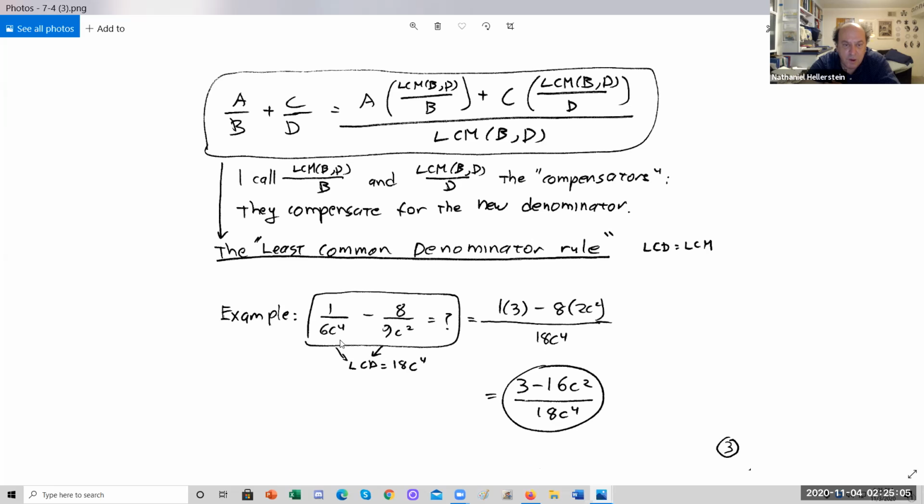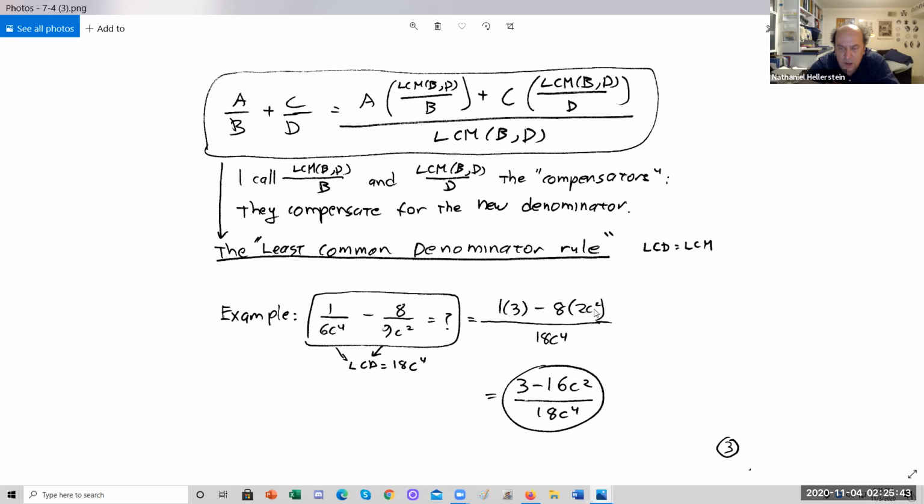So here we go. For example, 1 over 6c to the 4th minus 8 over 9c to the 2nd. Now the least common denominator, well, 6 and 9 go into 18, 4th power and 2nd power go into a 4th power. So we put 18c to the 4th as the new denominator. Now 6c to the 4th goes into 18c to the 4th 3 times. So we multiply 1 by 3. 3 is the compensator. 9c to the second goes into 18c to the fourth 2c squared times. So we put 2c squared as the compensator here.